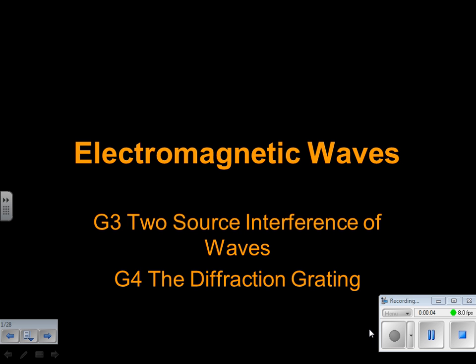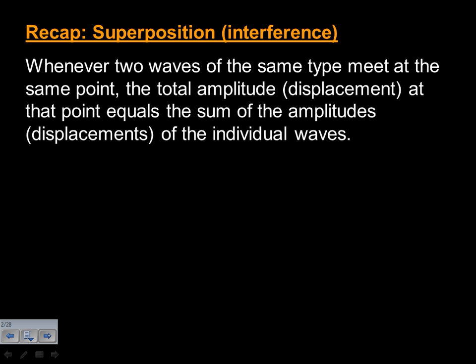Alright, this is G3 with double slit interference, or two source interference of waves, and this is going to be similar to our single slit but an extension. And so let's recap the single slit, or what is superposition and interference.